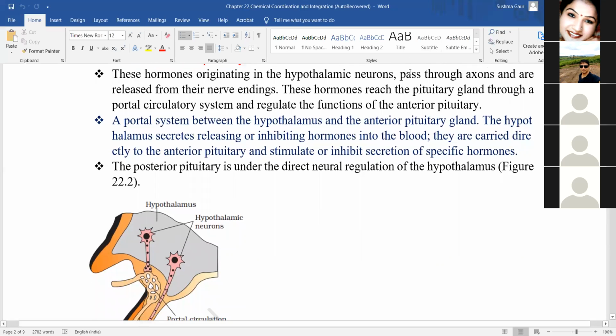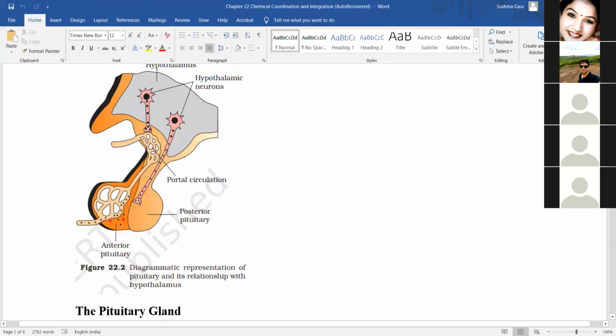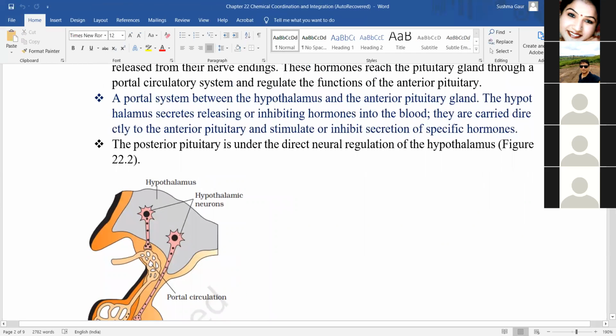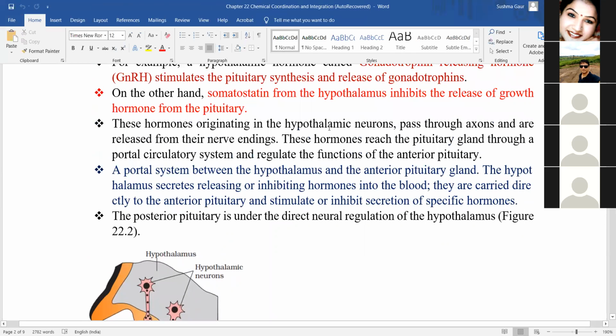Okay, so these hormones will pass through the axons, these structures, and are released from their nerve endings, that is, from the bottom portion. I think I explained this to you, how a nerve impulse travels from start to end. In the same way, the hormones will pass through the axons and will be released from the nerve endings. Okay, and from here these hormones will reach the pituitary gland through a portal circulatory system and will regulate the functions of the anterior pituitary.